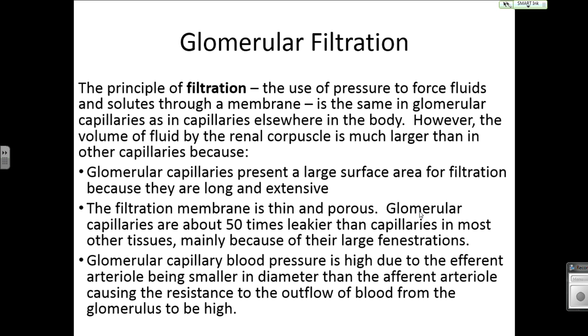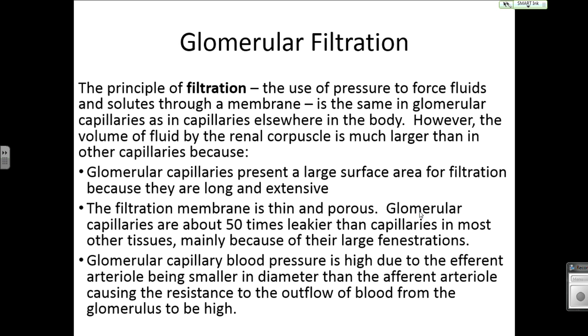Okay, so our principle of filtration is based on pressure. Pressure gradients have to be established that drive the water and solutes out of the blood and into that capsular space. The same thing existed with regards to other capillaries. We've seen this before, so it's nothing new. A big difference is we're pulling more out of our blood in the renal corpuscle than in our other capillaries. Why? Because of these three things.